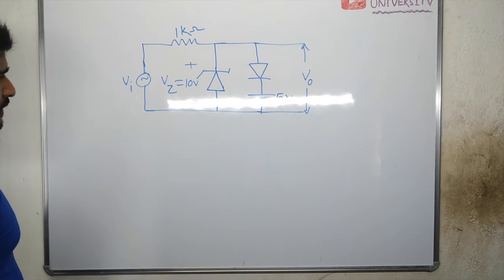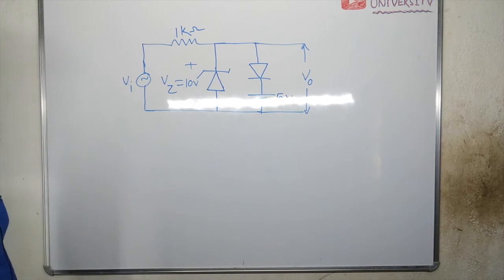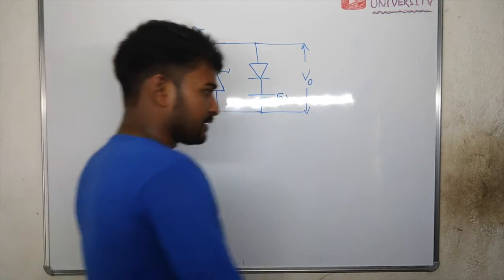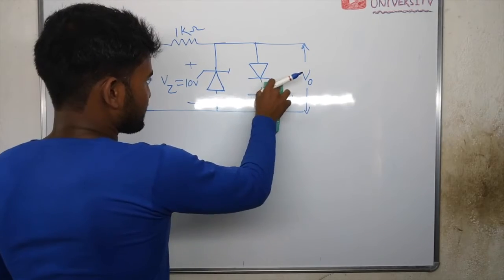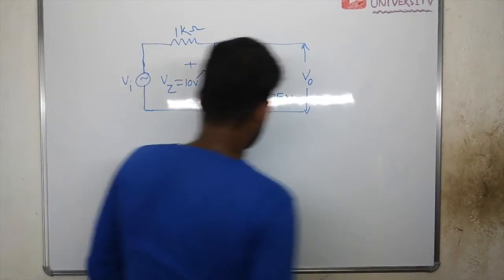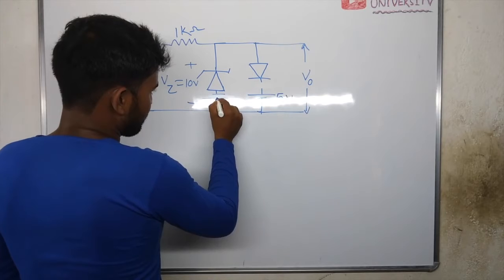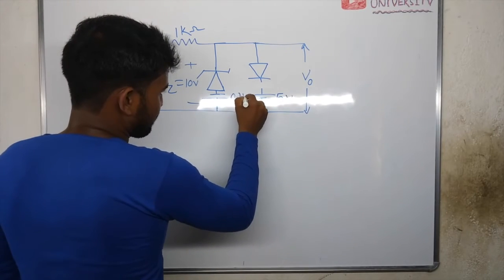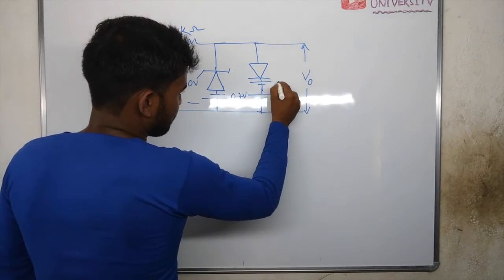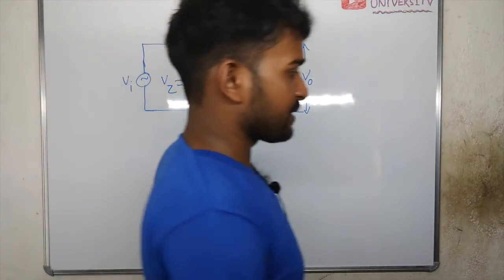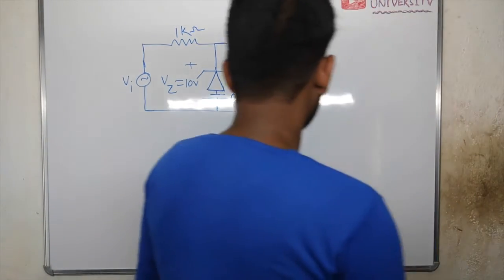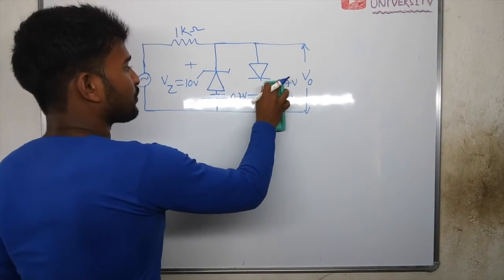First, since they are non-ideal diodes, you first replace these diodes with a series combination of an ideal diode and a battery of 0.7 volt, like this. This is your 0.7 volt. Similarly, here also 0.7 volt. Then this net voltage will be 5 volt plus 0.7 volt, which is 5.7 volt.